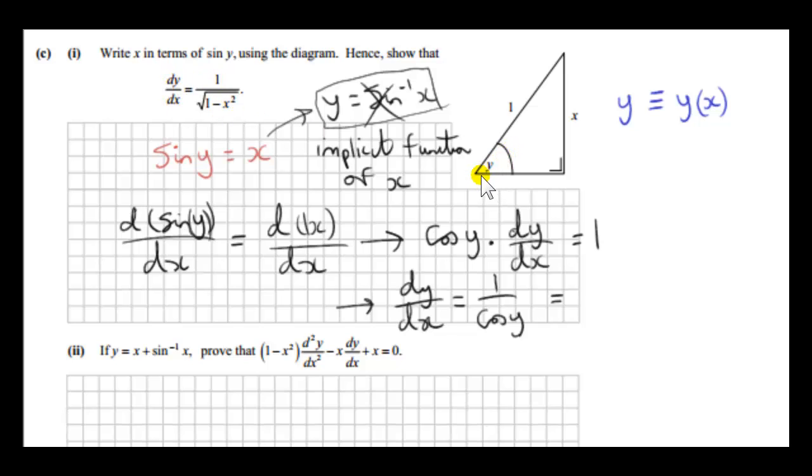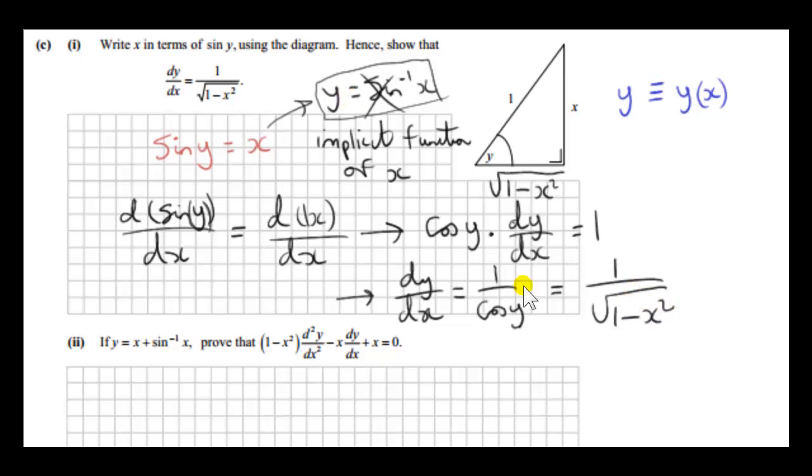The cos of y is adjacent over the hypotenuse. But what is the side adjacent to angle y? Well, we can get that in terms of x because we have two sides of this right angle triangle in terms of x, so we use Pythagoras. So this side here is the square root of the hypotenuse squared, that's 1 squared, which is 1, minus the other short side squared. So we get 1 over root 1 minus x squared.